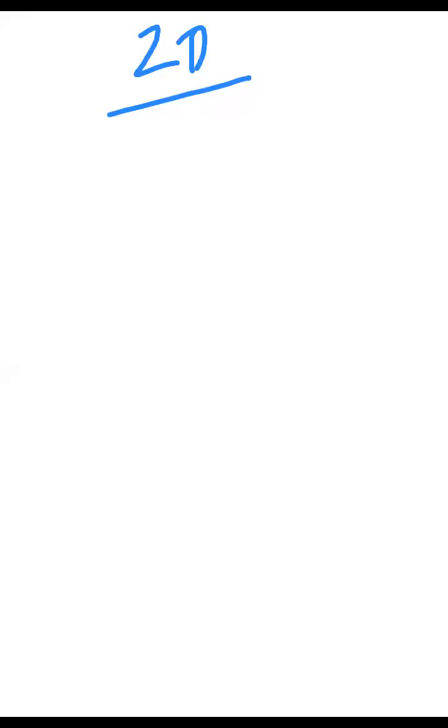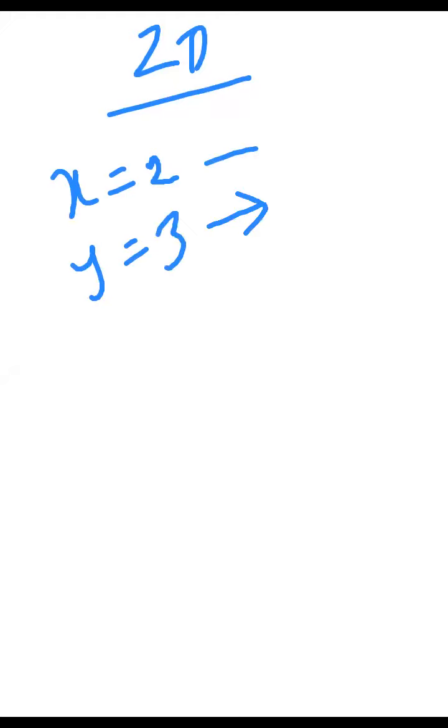System, the 2D coordinate system. If something is given like this, x is equal to 2 or y is equal to 3, it is all indicating what? A line. Fixing one quantity will give you the line.